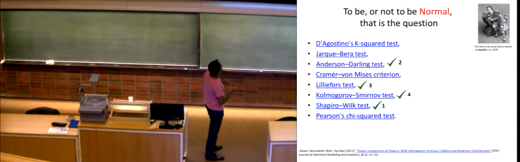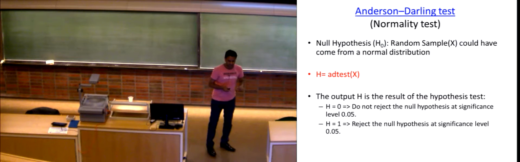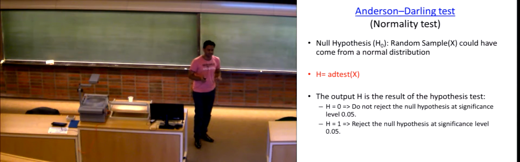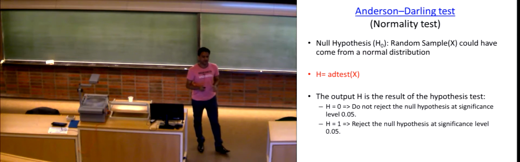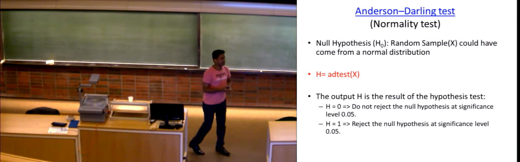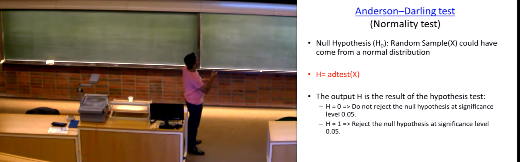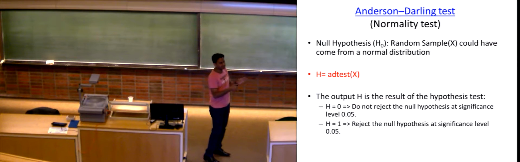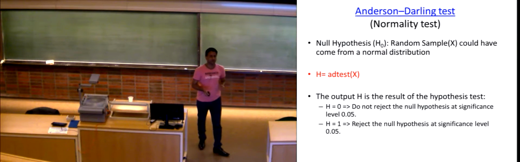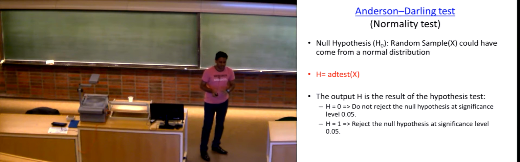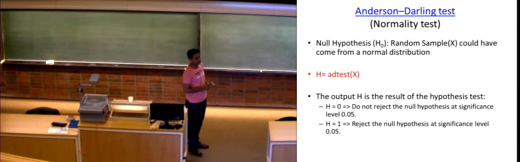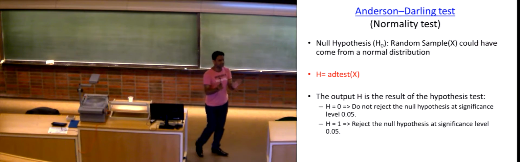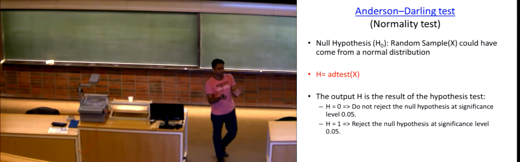So let's see how the Anderson-Darling test looks. The null hypothesis is that your experimental sample could have come from the normal distribution. It's a very simple command: adtest, where X is your samples and H has the value 0 or 1. If H is 0, you do not reject the null hypothesis at the significance level. If H is 1, you reject the null hypothesis that the sample is derived from a normal distribution. Let's see an example.